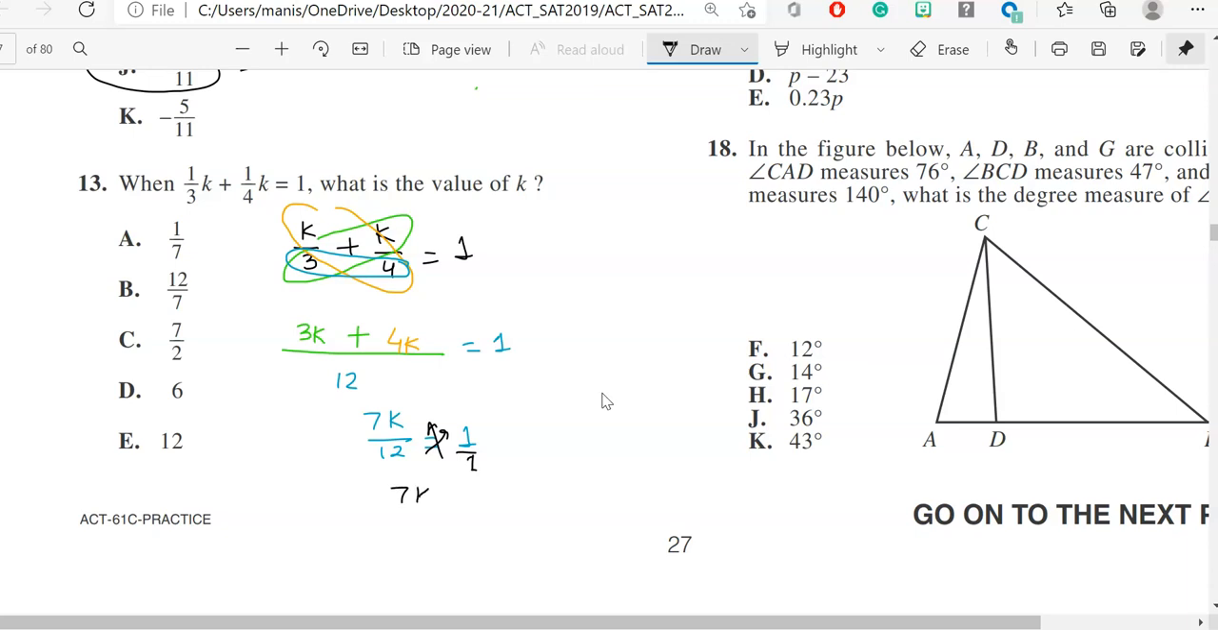So it is just 7k equals 12, or the value of k is what? 12 over 7. That's the value of k, because the question is asking for the value of k, and option choice B is the correct answer for question number 30.